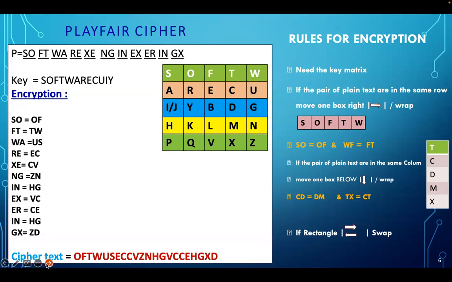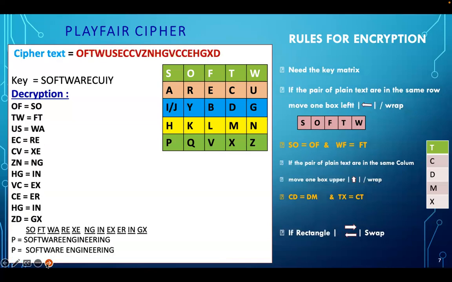And that was our encryption method, and our decryption method is similar, but we have a little bit of difference in our decryption process. In this process, if our pair is in the same row, we have to move left, and if they are in the same column, we have to move to the upper box. This is the difference between them.